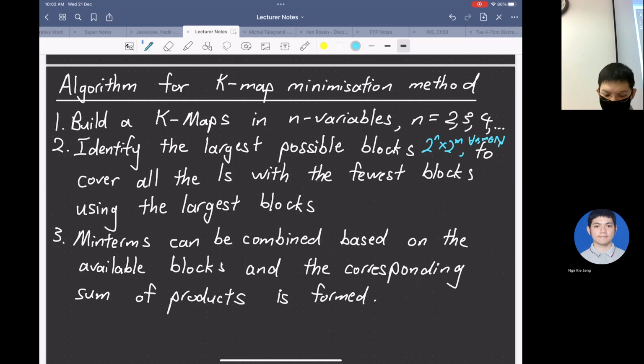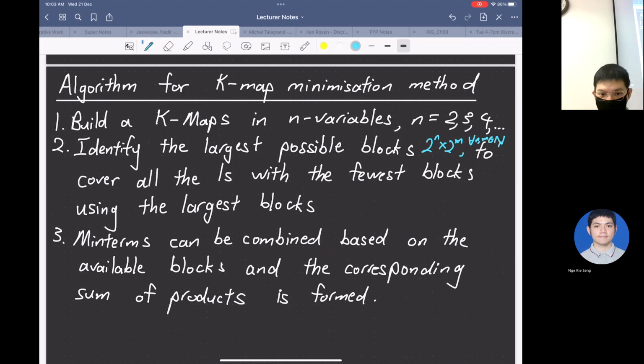You identify the largest possible block. This block can only be a power of 2. For example, 2 times 1, 2 times 4, 1 times 4, 2 times 2, or 4 times 4. What you need to do is cover all the 1s in the K-map using the largest blocks. The minterms can be combined based on the available block, corresponding to the product form.